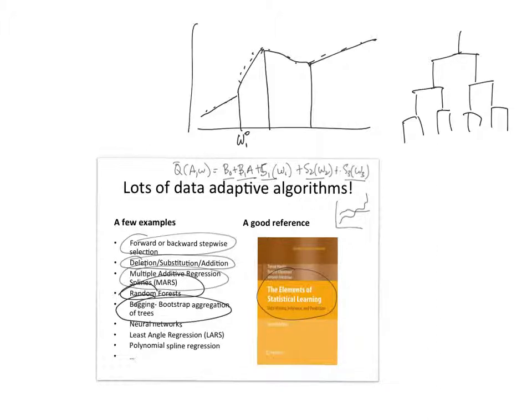Again, it's just a black box that you're fitting on the training sample. Neural networks and other things as well. This is a tiny list of what you could do. There's a whole bunch of these things.